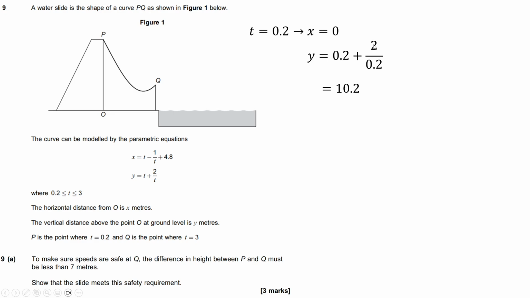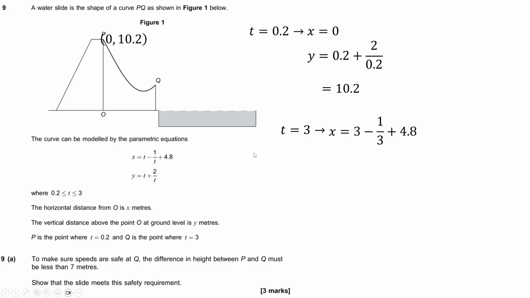But as a shortcut, 2 over 0.2, what you're doing is 2 divided by 1 over 5. But dividing by 1 over 5 is the same as timesing by 5. So here we've got 2 times by 5, which is 10, plus 0.2 is 10.2. We didn't actually need to work out the X values because we're only looking for the change in the Y values. But I'm still going to work out the X coordinates because that might be useful for later on in the question. Now at T equals 3, let's look at point Q.